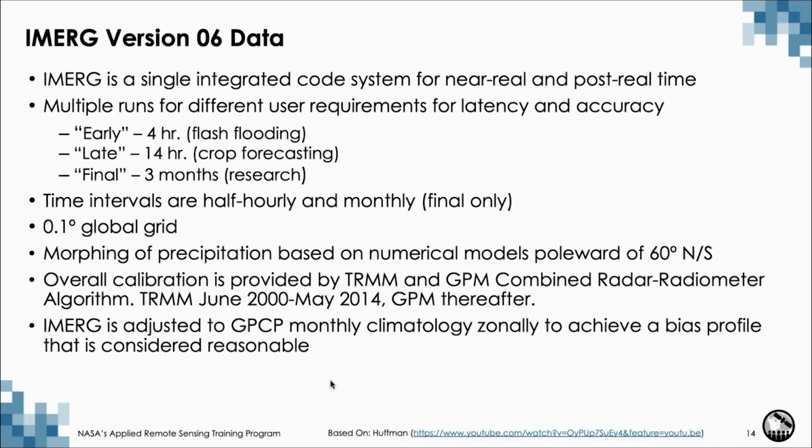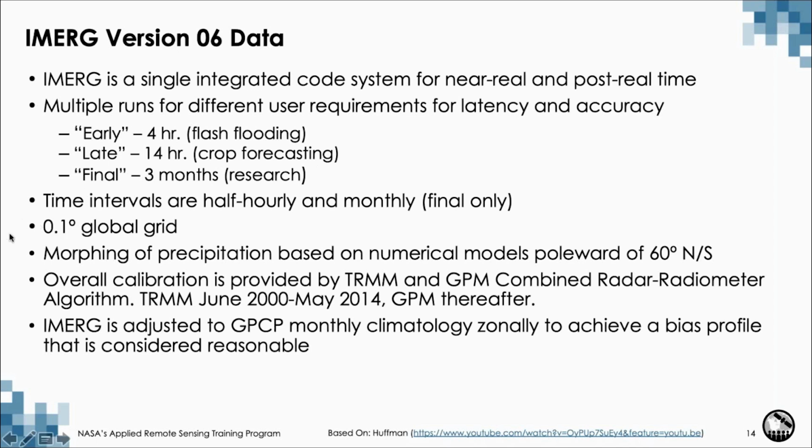iMerge is at version 6 now, and they have multiple data sets as shown here. There is an early version, a late version, and a final version. They have latencies of 4 hours, 14 hours, and 3 months respectively, and they have different purposes. For flash flooding, early. For crop forecasting, for example, it's late. And finally, the final is more of a research quality product because it is a combination of satellite as well as gauge data. It's calibrated with rain gauge data over land.